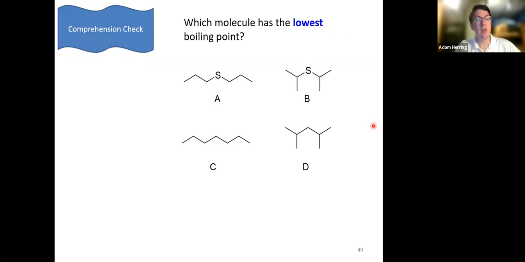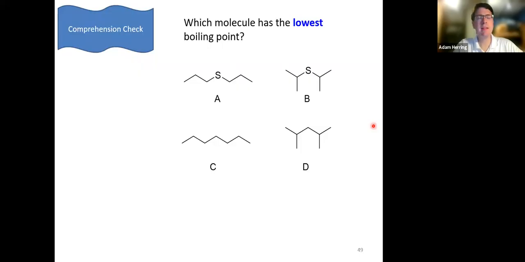Welcome back. So in order to evaluate the boiling points, we need to evaluate the intermolecular forces that are present. The first step in determining strength of intermolecular forces is first to evaluate which types of intermolecular forces are present. For molecules C and D, we can see that these consist of purely hydrocarbons. Therefore, there's no polar bonds, and the molecules are nonpolar. So they'll interact only through London dispersion forces.